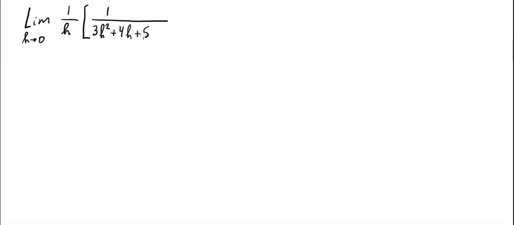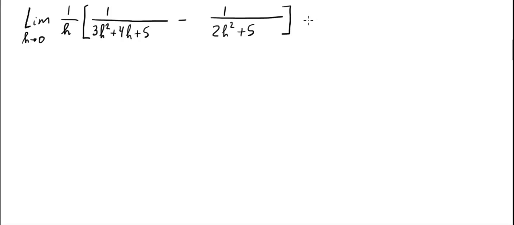Let's evaluate the limit as h approaches 0 of 1 divided by h times the quantity 1 divided by (3h squared plus 4h plus 5) minus 1 divided by (2h squared plus 5). So first we're going to plug in 0 for h. Let's start with the quantity in the brackets. We have two quotients in the brackets.